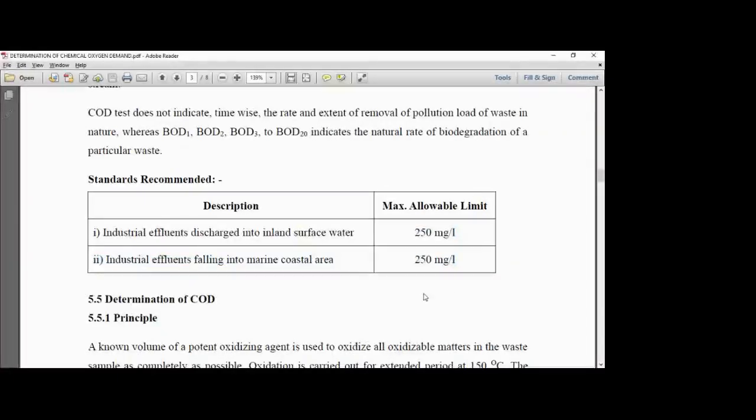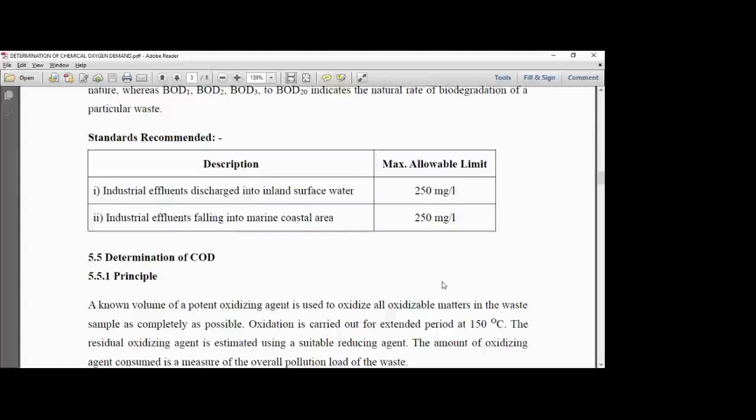and then it is said that it is safe to discharge that sewage into inland surface water or a marine coastal area, right? Even 250 mg per liter is more, but when we discharge the treated sewage, or the industrial effluent, into inland surface water, we assume that the natural cleansing process will happen, and with the help of the microorganisms present in the soil, the COD will be reduced from 250 mg per liter to a lesser value. So we are assuming that the natural cleansing process will take place.